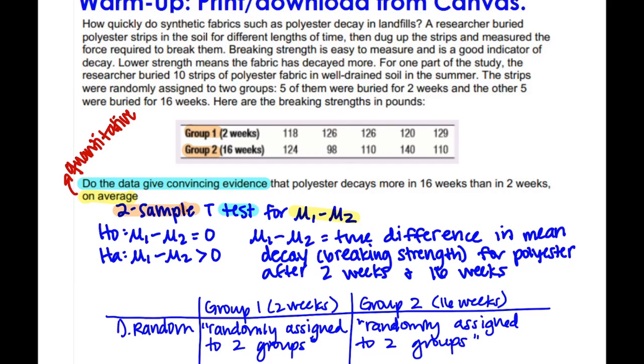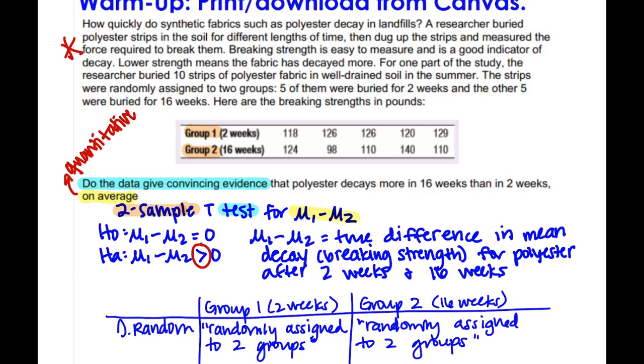The next thing I want to talk about is your HA with the inequality. So I just chose to do group 1 minus group 2. I find it easier just to do the first minus the second typically. And what matters though then is how do we choose this inequality? The way I chose to make mu1 minus mu2 greater than 0 was by looking at this paragraph here. So it's important to read it. We want to know, does polyester decay more in 16 weeks than in 2 weeks? And I had group 1 as 2 and group 2 as 16.